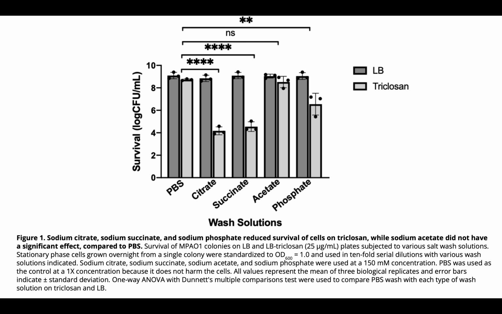Sodium succinate, sodium acetate, and sodium phosphate all have similar chemical structures to sodium citrate, so we predicted that they would have a similar chelating effect. However, only citrate, succinate, and phosphate reduced survival of cells on Triclosan, while acetate did not. Sodium citrate, succinate, acetate, and phosphate have 3, 2, 1, and 3 negative charges respectively, so it's possible that the single negative charge on acetate is not enough to chelate cations away.